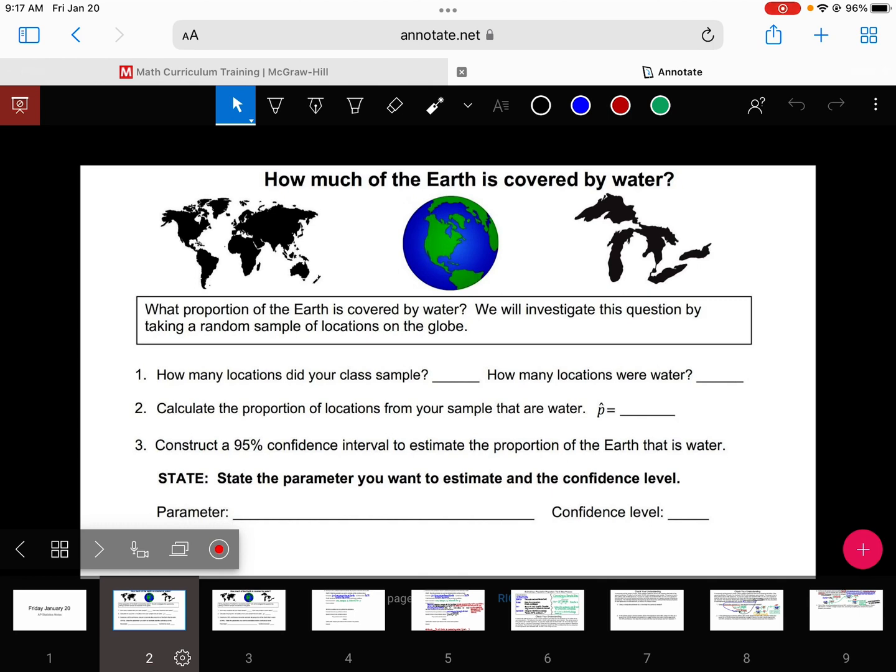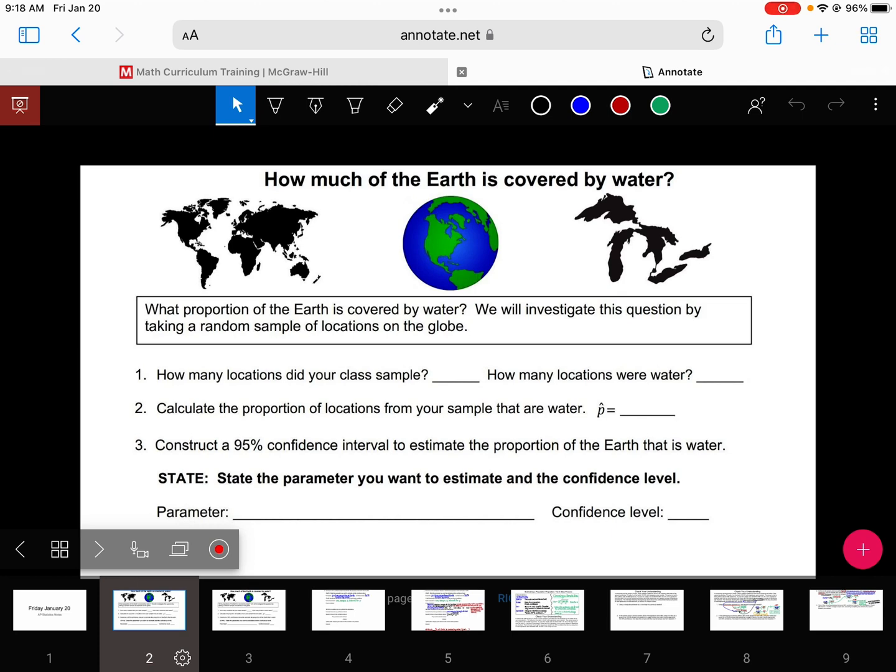On the coast. Let's zoom in and see if we can tell for sure. Yep, on the coast. 8. 9. That is water. 10. I can't tell. Water. That was random sample number 11. 12, 13, 14, 15, 16. I'm up to 10 lands in the water so far, 16 trials.